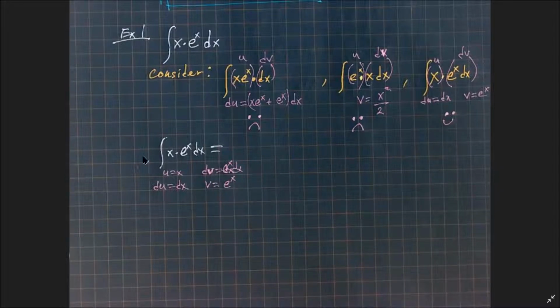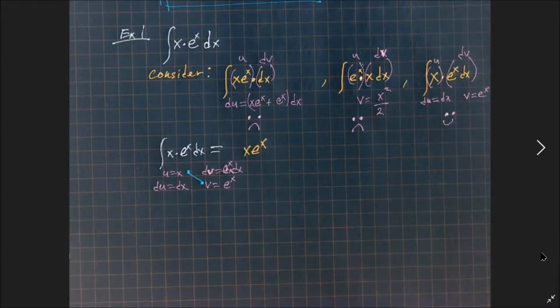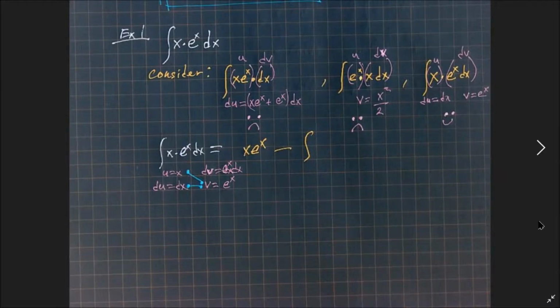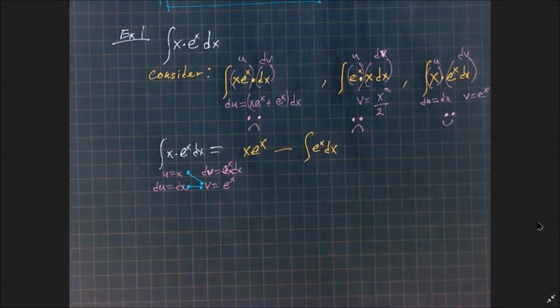And then there is a pattern to writing out the equation, which, for me, has always made it easier to remember. It's going to be u times v. So u times v, that would be the x times the e to the x, minus the integral of v du. So there's our v times du.